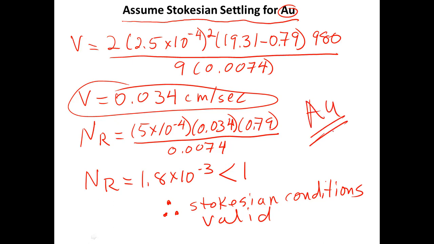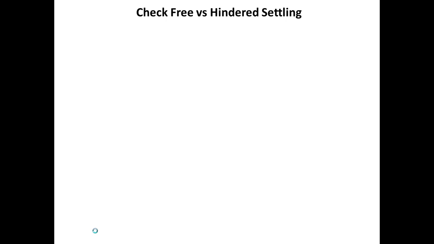So now we've established the relevant settling velocities for both particles. For quartz, we had to use the Hahn approach. Here with gold, we can get away with using Stokesian settling simply because that Reynolds number is less than 1. So next up, we need to check free versus hindered settling to determine if we need to calculate a correction factor or not. And so we're going to calculate a volume fraction solids.